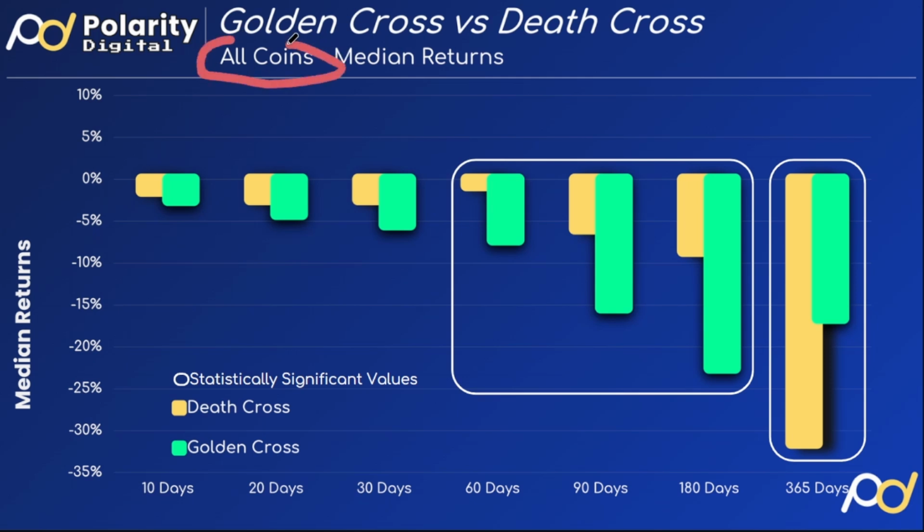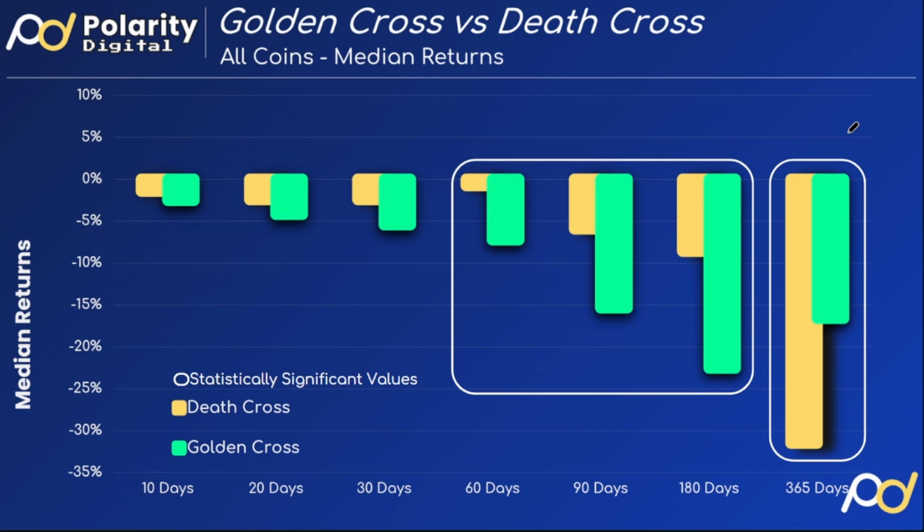That's a key point to make here: we're looking at all coins. When we look at this, you'll notice that no matter whether you're looking at a Death Cross in yellow or a Golden Cross in green, the results are actually negative. You're expecting negative returns after a Golden Cross or a Death Cross. And contrary to what you may expect, a Golden Cross has lower returns than the Death Cross, and that is true across every time frame other than the 365-day level.